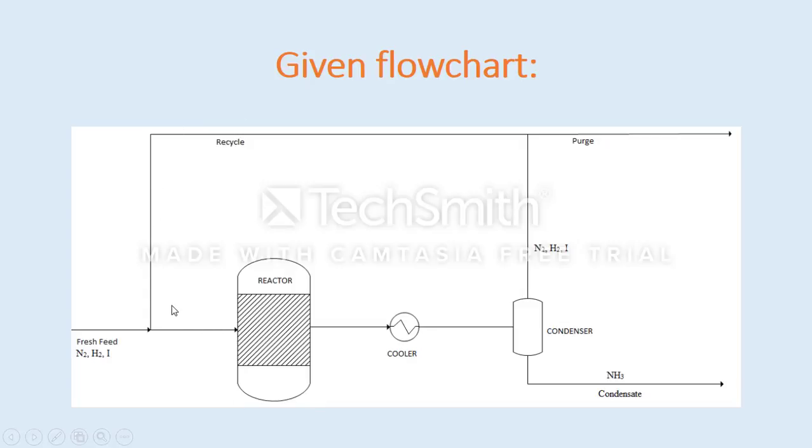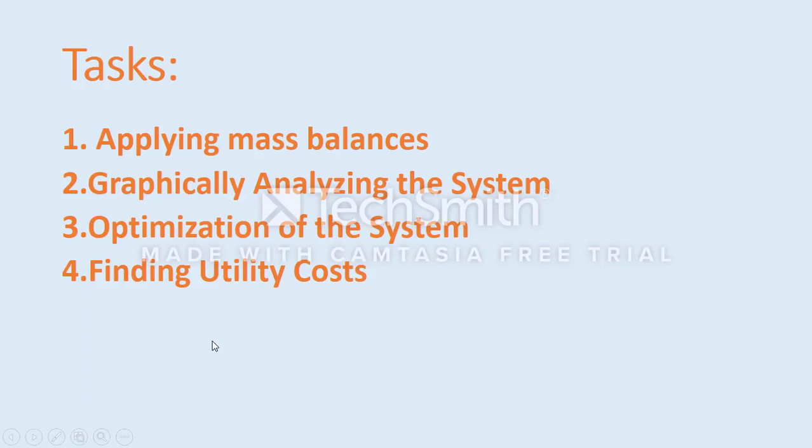Now we want to start off by solving this problem at this stream. We're mostly going to focus on this stream, and this is going to be our most important stream. This stream is a combination of recycle and fresh feed. So we have four different tasks in this problem. The first task is applying mass balances to the system, and four, we have to find the costs of the system, cooling and condensing of the system. Let's start off with task one, applying the mass balances.